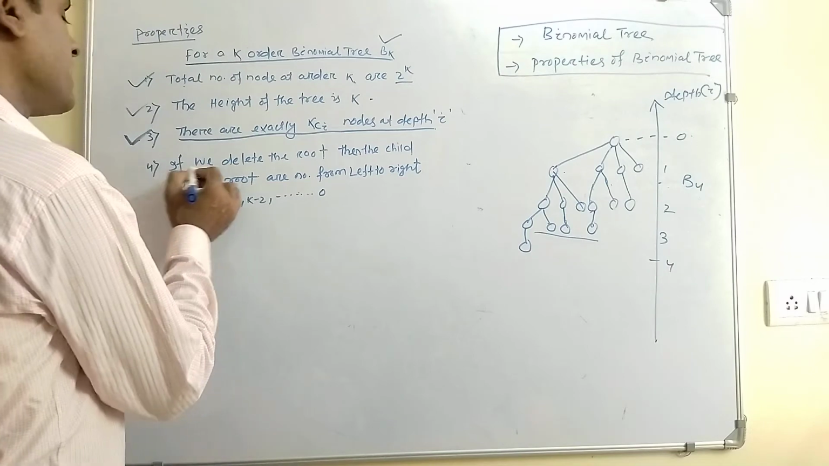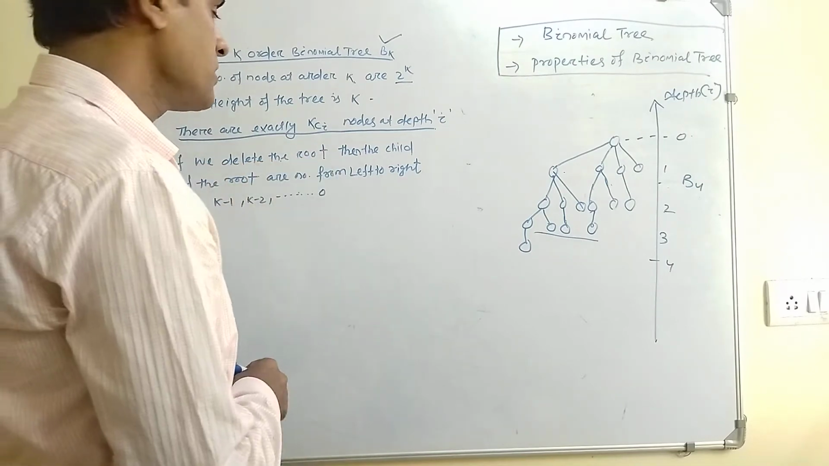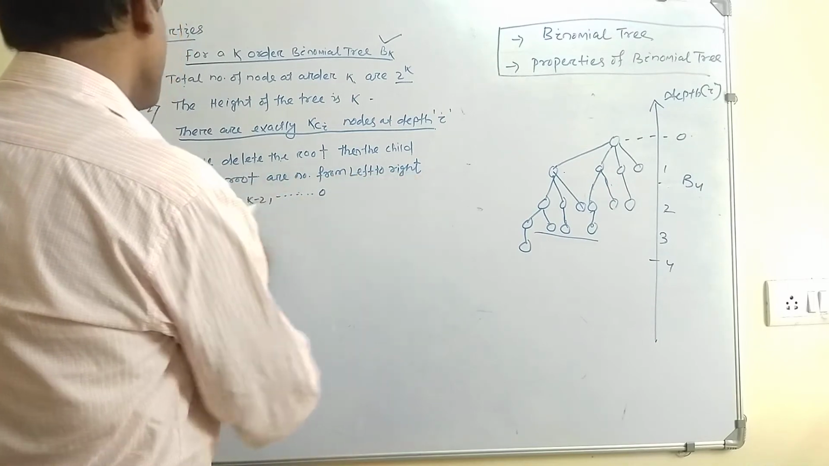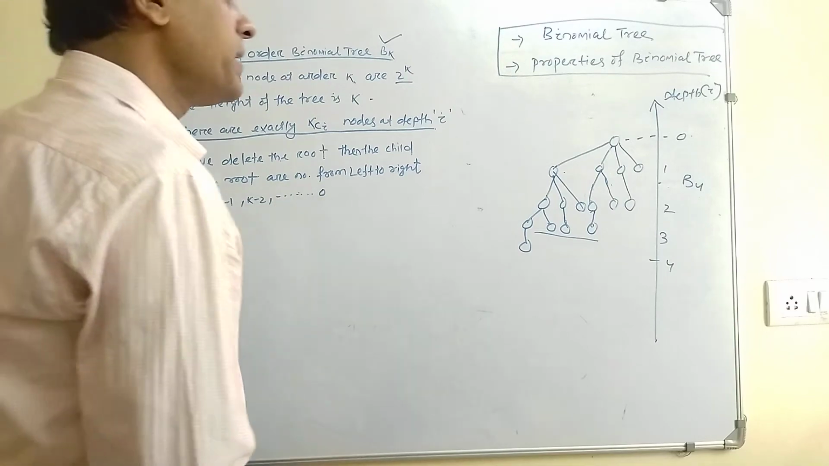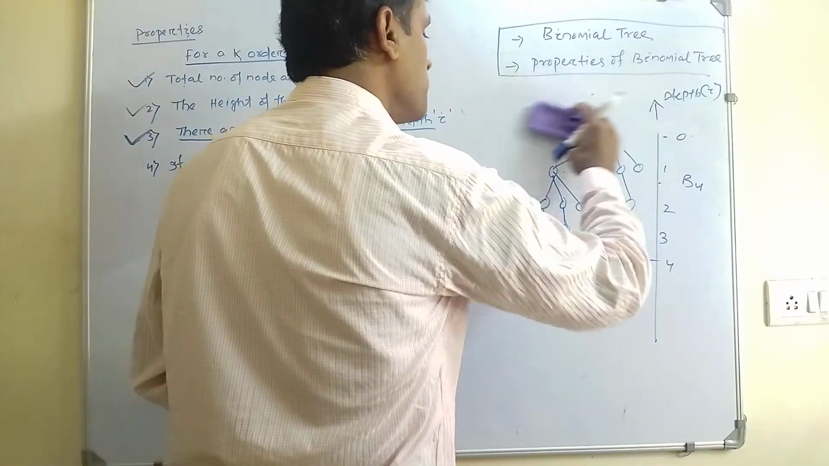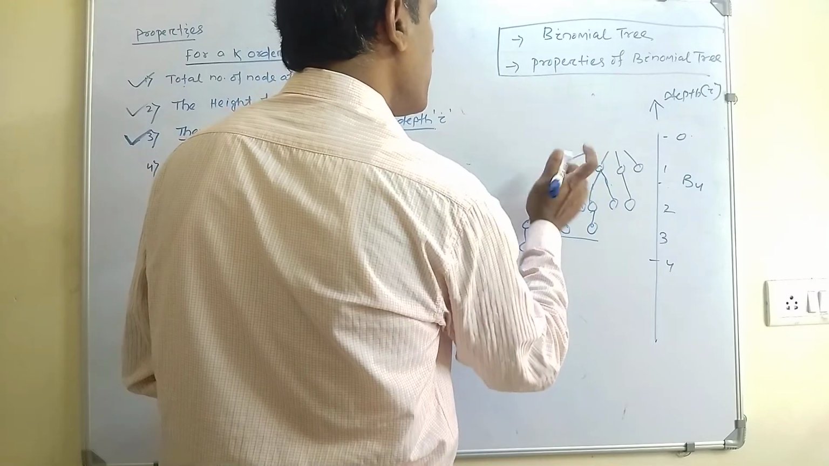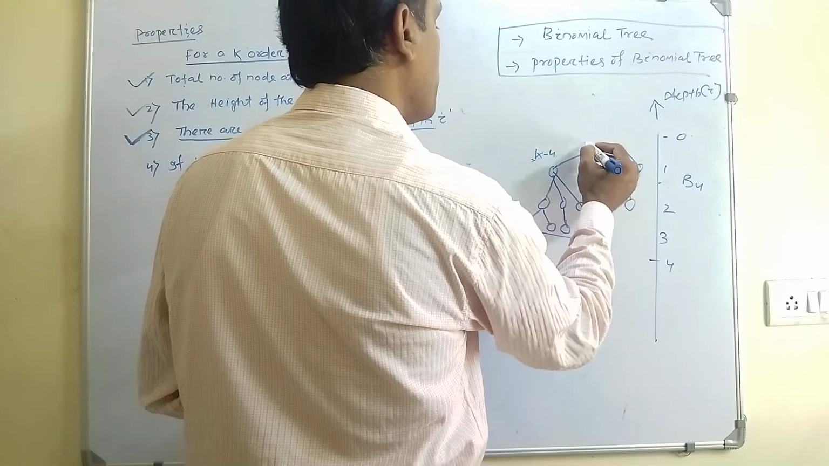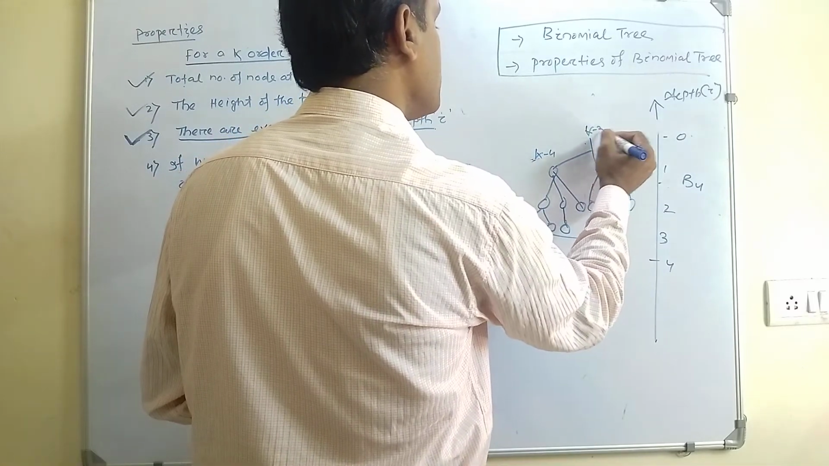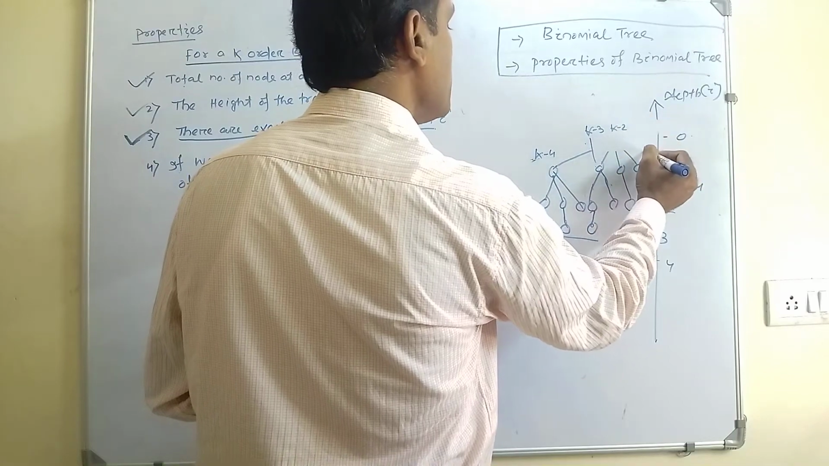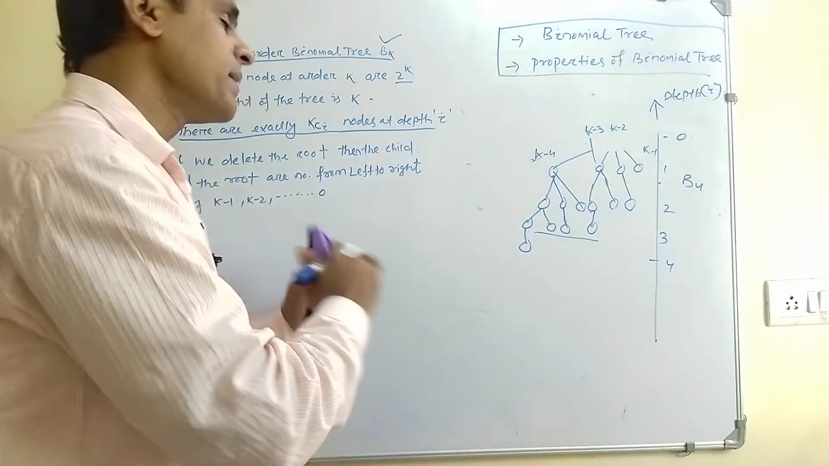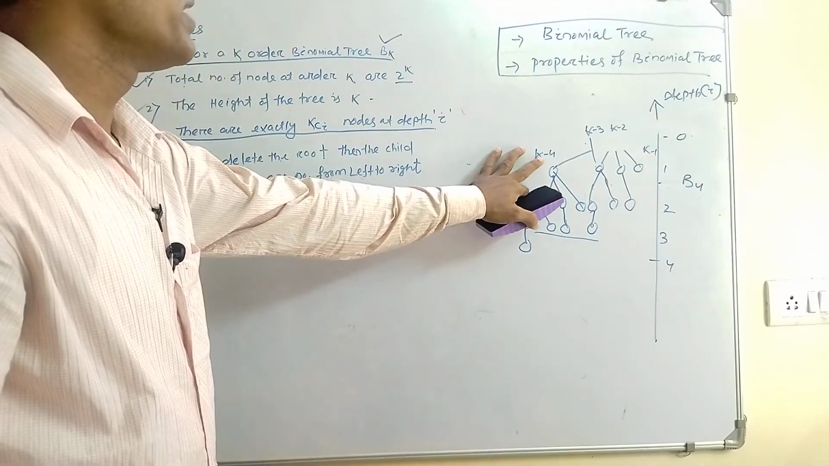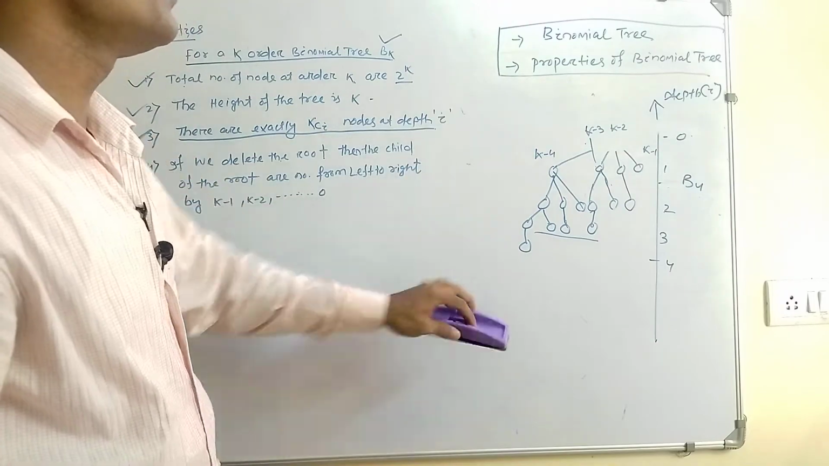The last property is saying that if you delete the root, then the children of the root are numbered from left to right by k minus 1, k minus 2, down to 0. That means if you delete this root, then these children are numbered like this: k minus 4, k minus 3, k minus 2, k minus 1. They will be represented in decreasing order. That I will show in the heap order property when we explain the binomial heap.